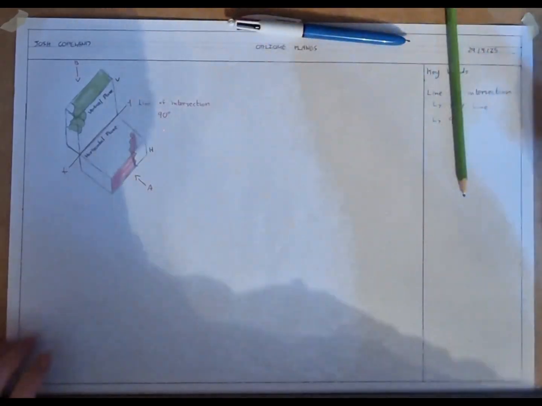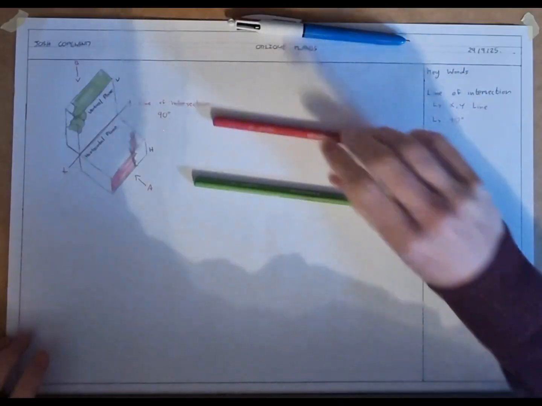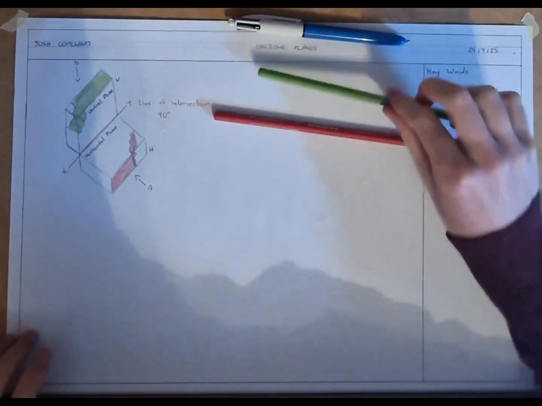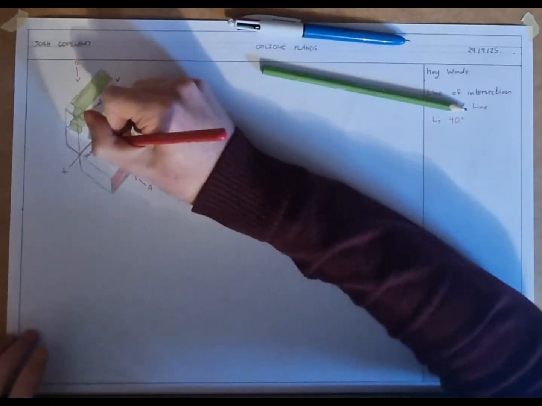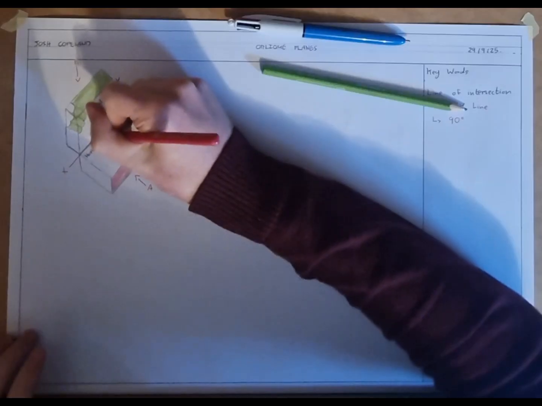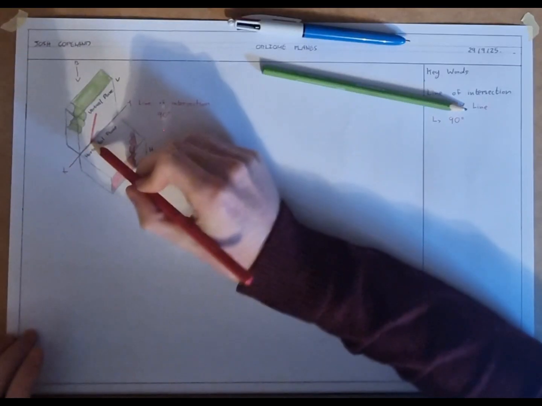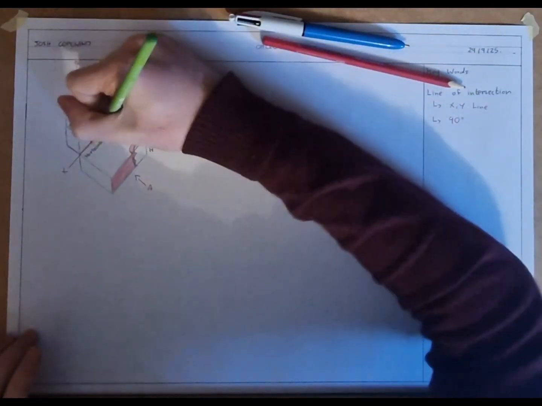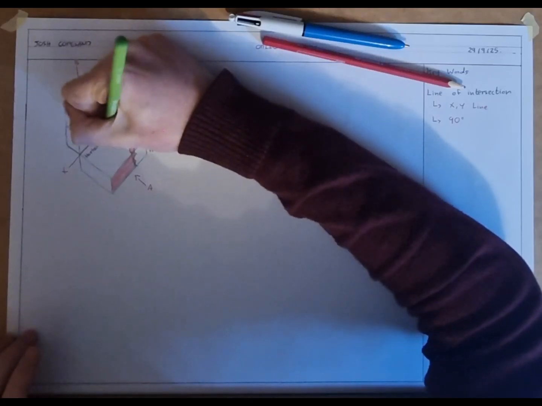Now, what we're going to do is we're going to get back our red and our green colouring pencils, and we're going to actually draw in the trace lines. So, getting your red pencil, what we're going to do is we're going to draw in our vertical trace right here. So that is our vertical trace. And we're going to get our green colouring pencil and we're going to colour in our green horizontal trace here.